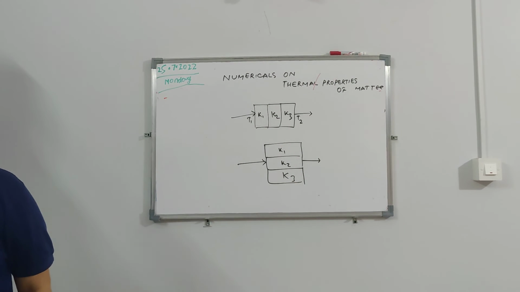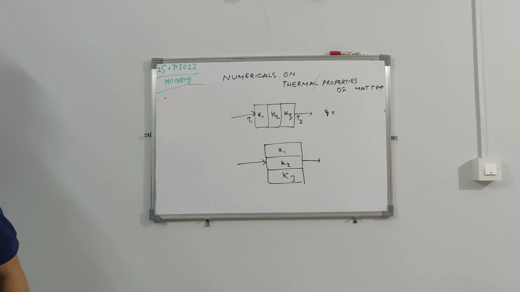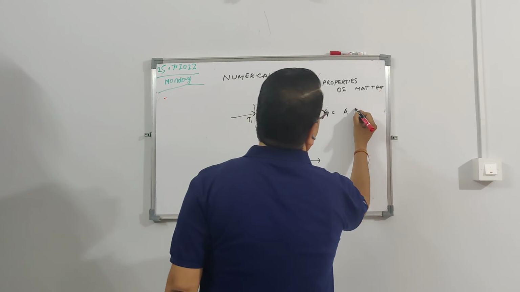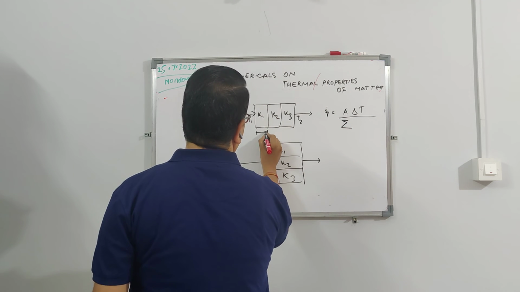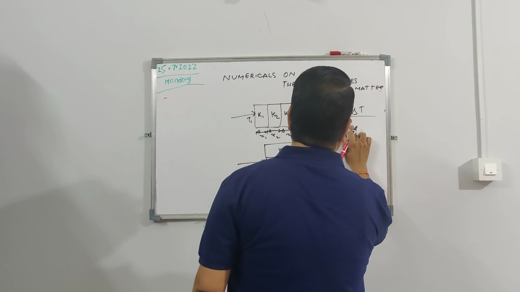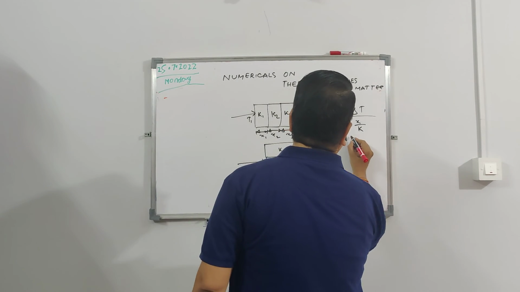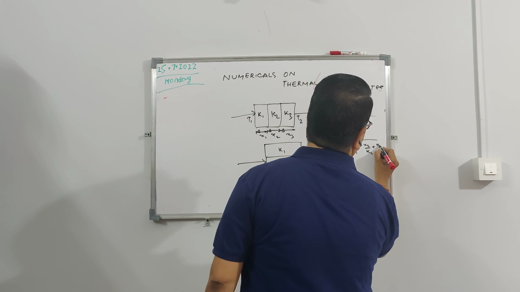So in such kind of situation, what will be the Q dot equation? Here the area of cross section remains same. So Q dot is equal to A into delta T divided by sigma x by k, where let us say this is x1, x2, x3, different thicknesses. So this will be the heat transfer equation, which otherwise can be written as A delta T divided by x1 by k1 plus x2 by k2 plus x3 by k3.